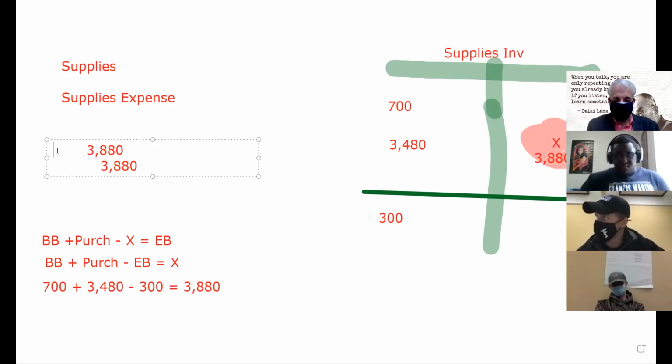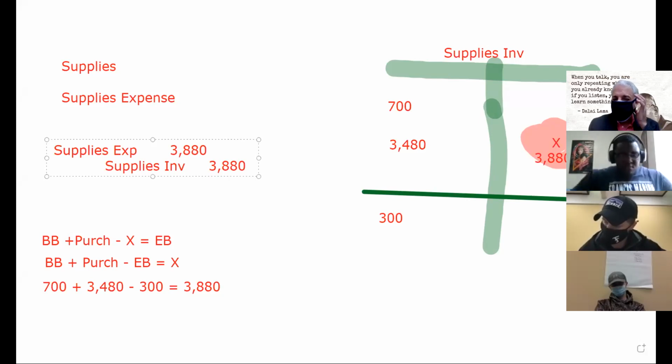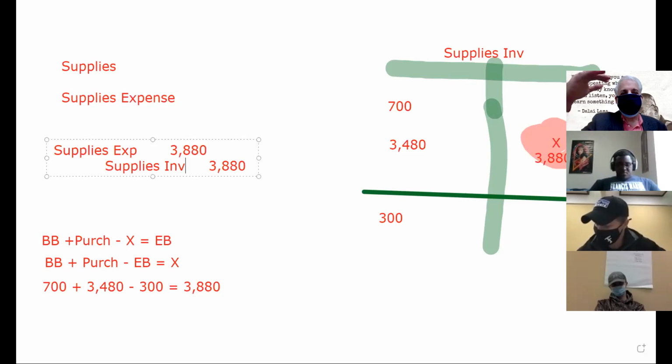So I'm going to go ahead and debit my supplies expense. Which means the only other choice that I have for my supplies inventory, or my supplies, is to credit it. Which actually makes some sense because I start with an asset called supplies. I'm reducing it by 3880. I've increased it by 3480. Got an ending balance. My ending balance is 300, bottom line.